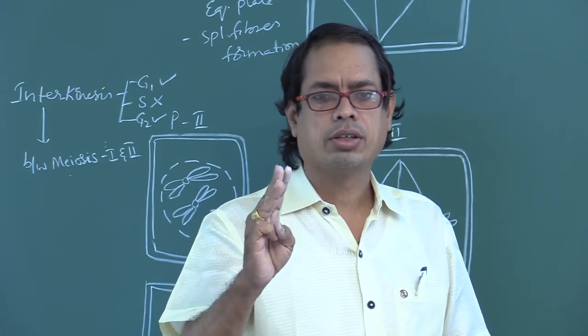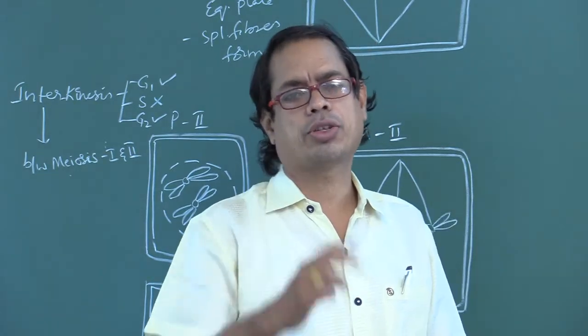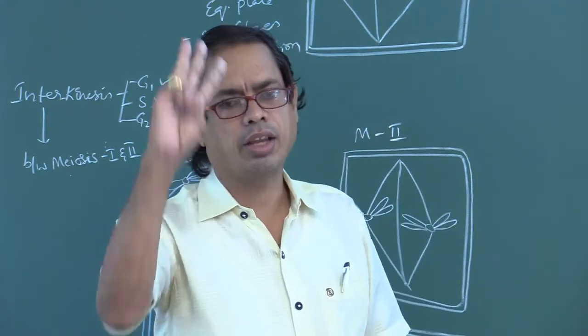3, how? Cytokinesis 1, 1 cell plate. Cytokinesis 2, 2 cell plates. Total number of cell plates formed means 3.